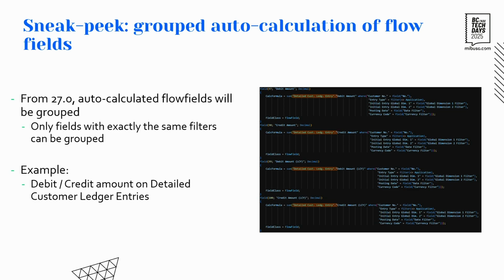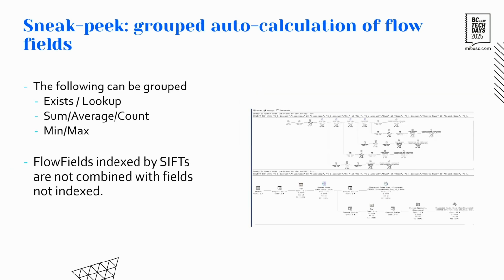And what we found out is, why not just combine all of these? In this case, you can see the credit and debit fields on customer ledger entries. The only difference is that they have exactly the same filters and exactly the same source table. The only difference is which field they are aggregating. So what we're doing for 27 is that everything that has exactly the same filters and exactly the same source table, we're grouping it. Of course, there are some operators that can be grouped and some that cannot.